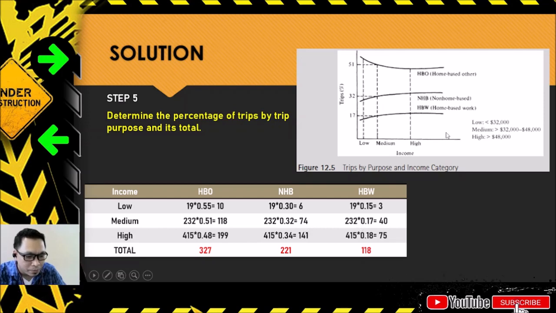Then we have home-based work. So 232 multiplied by the intersect at 17, so 0.17, equal to 40.